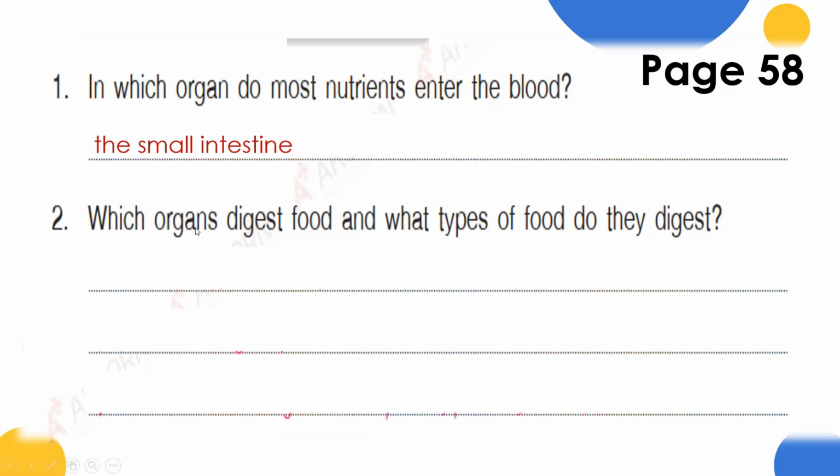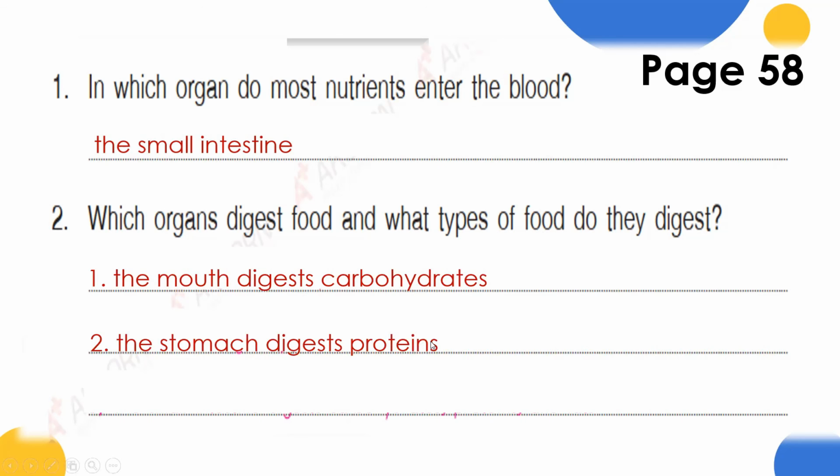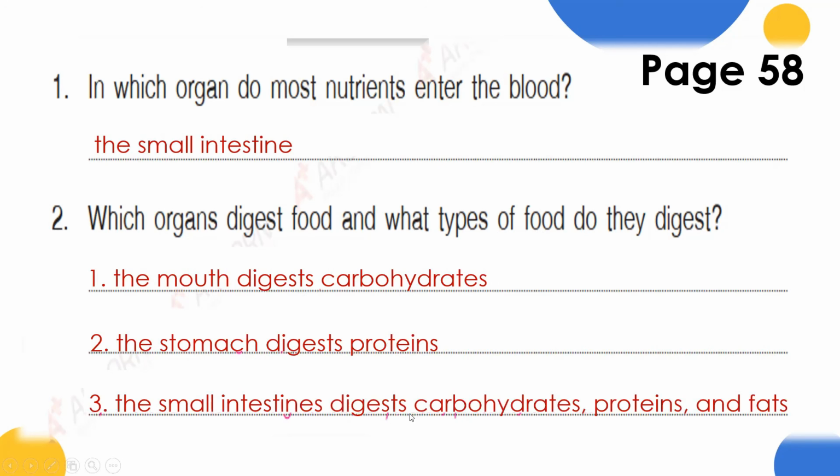Number 2, which organs digest food and what type of food do they digest? Let me rephrase. Which organs digest food and what type of nutrient do they digest? We have three organs wherein digestion occurs. First, we have the mouth, the second is the stomach, and the third is the small intestine. The mouth digests carbohydrates, the stomach digests proteins, and last, the small intestine digests carbohydrates, proteins, and fats, or all nutrients, right?